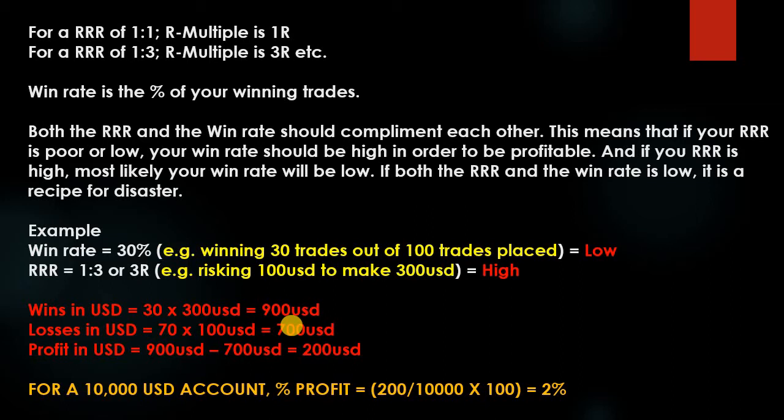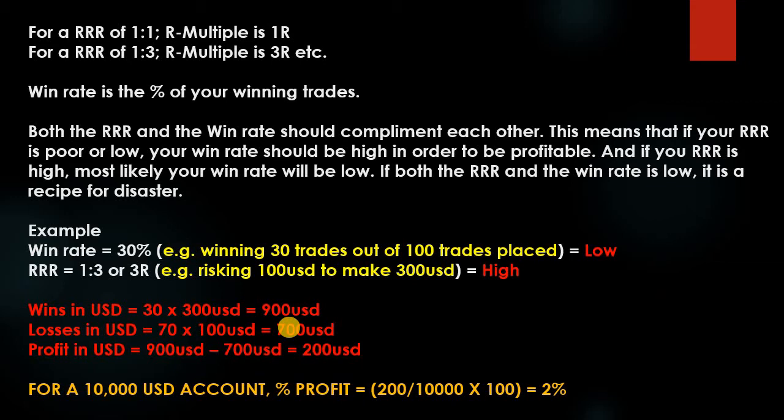In most cases, it is advisable that the reward should be greater than or equal to the risk. For instance, if you are risking $100 in a trade to win $100, it means that your risk to reward ratio is 1:1. But if you are risking $100 to win $300, it means that your risk to reward ratio is 1:3.